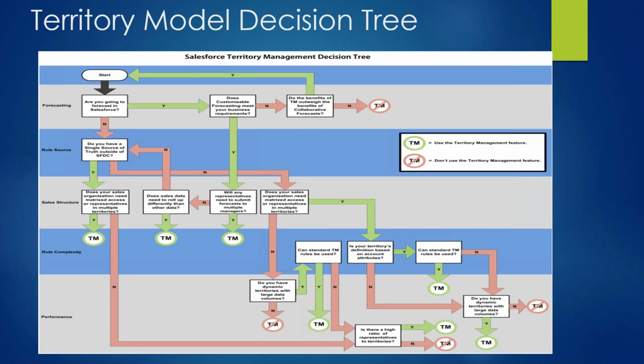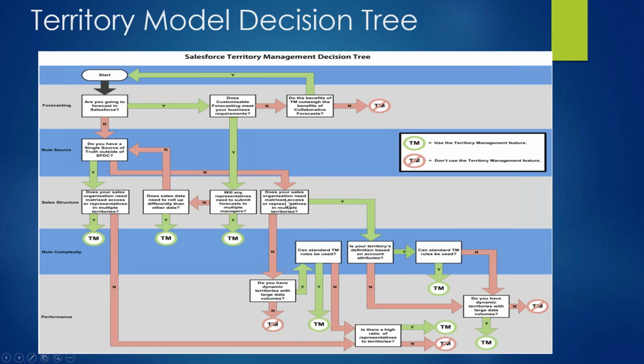And when you are going to enable territory management, if collaborative forecasting is enabled in your org, you won't be able to enable Territory Management 2.0. And if customizable forecasting is already activated in your system, you'll be able to activate Territory Management 2.0. So that is what it is. To give you a summary of what should be the best way of doing it, just consider one thing. And that one thing they talk about over here, this part.